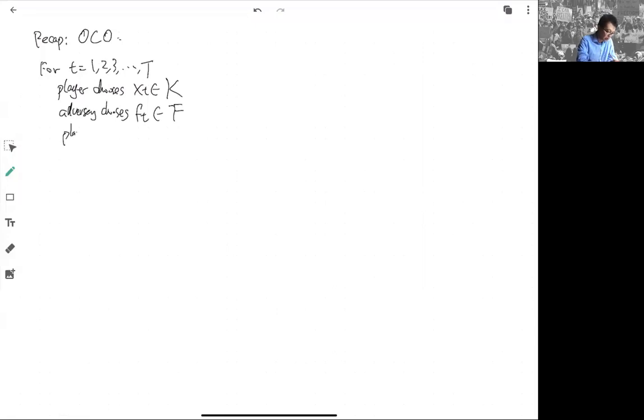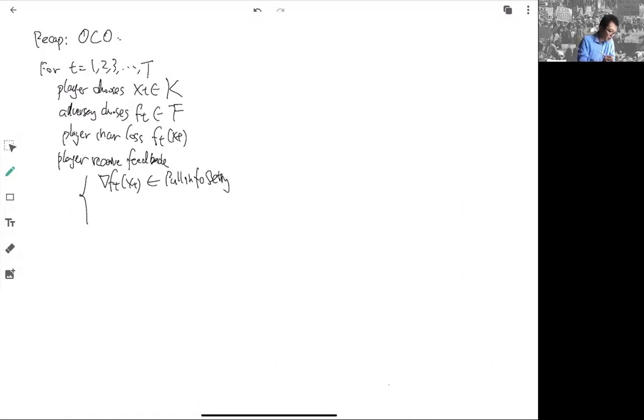And the player incurs a loss of ft of xt. Xt is your choice. And then the player receives some feedback from the interaction, and the feedback is often in terms of the gradient of ft at xt. Okay, so this is the so-called full information setting.